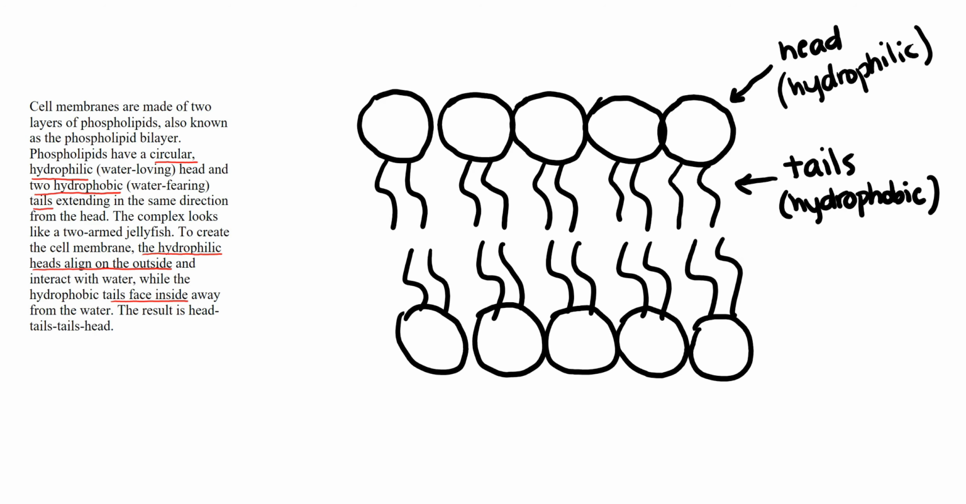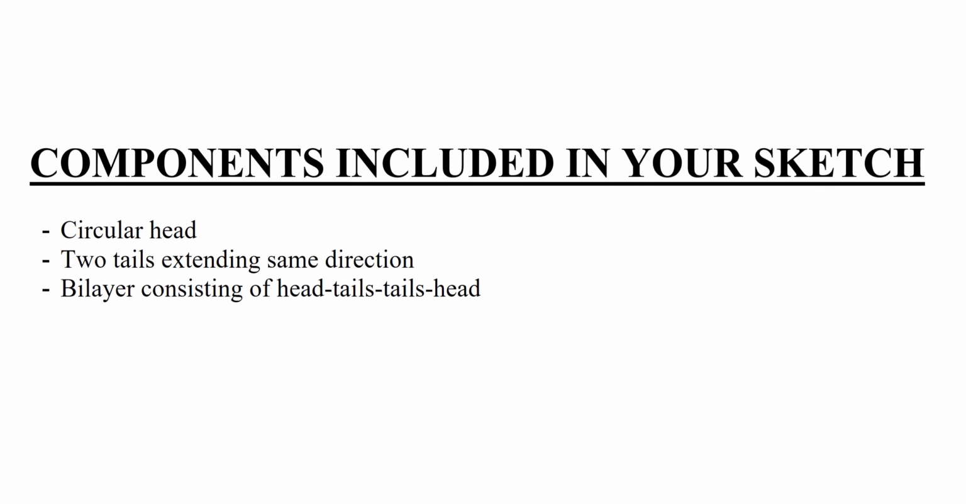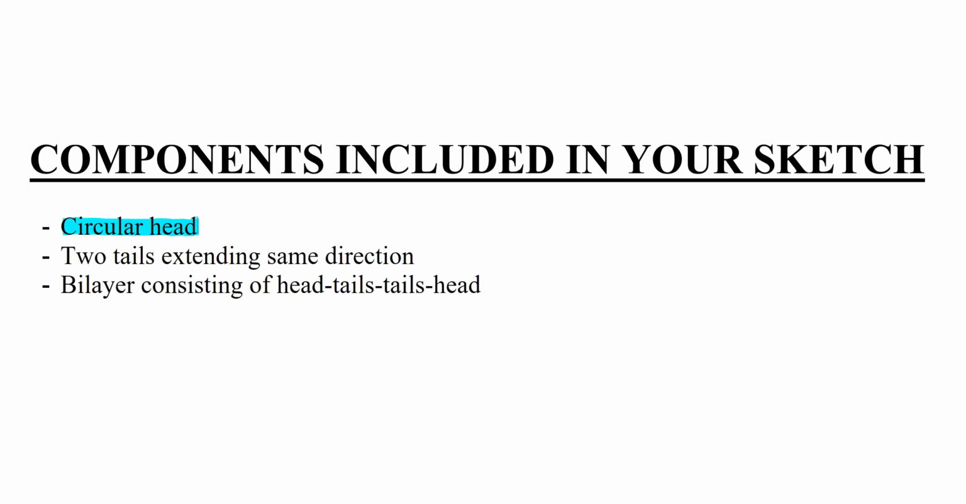For this passage, you should have the following components: a circular head, two tails extending from the same direction from the head, and a bilayer consisting of the order head, tails, tails, head. Practice creating sketches from a passage on your own, or with our other videos to further develop your skills.